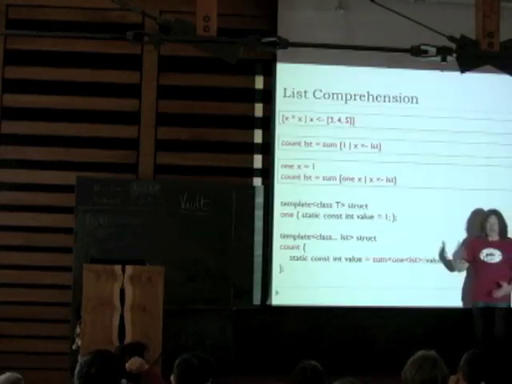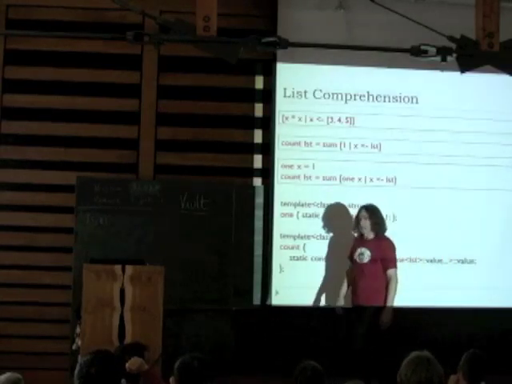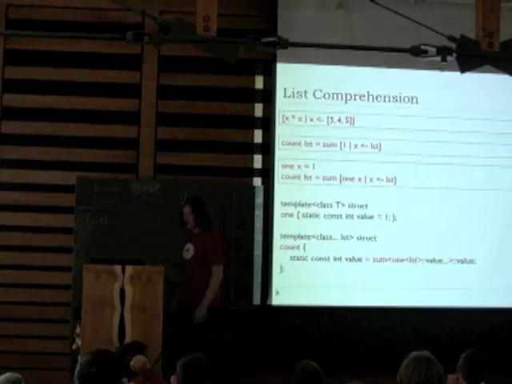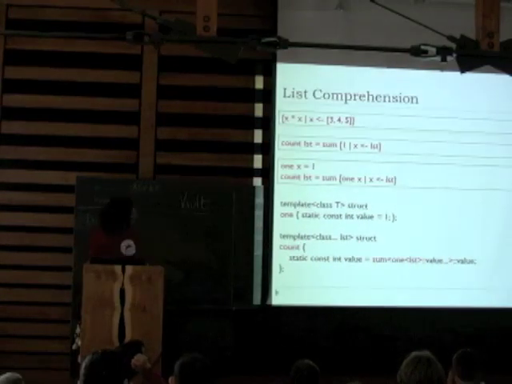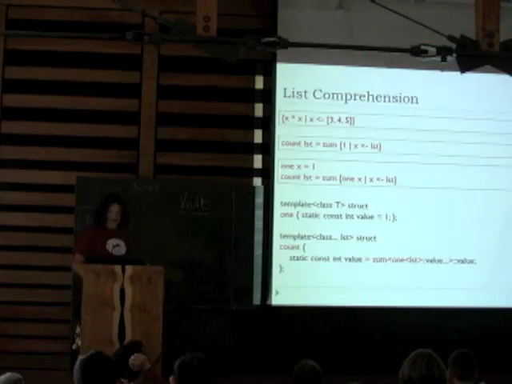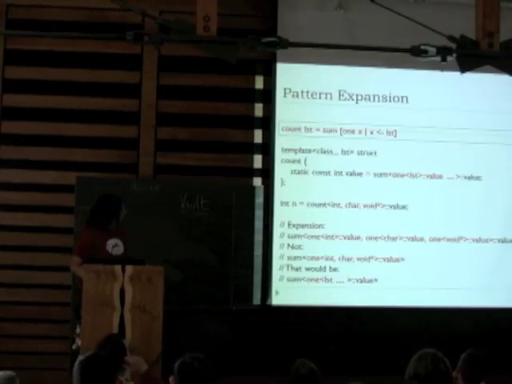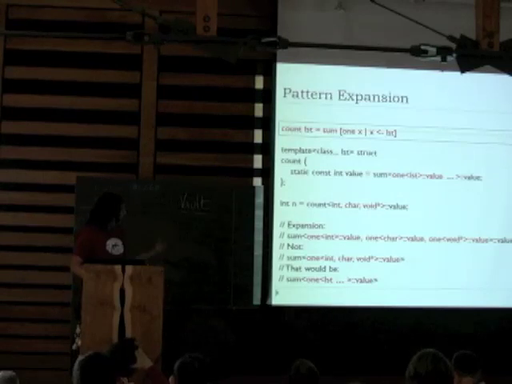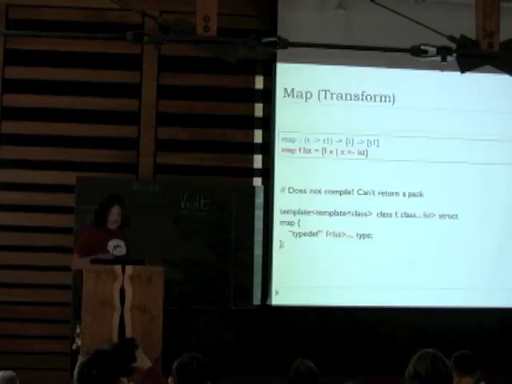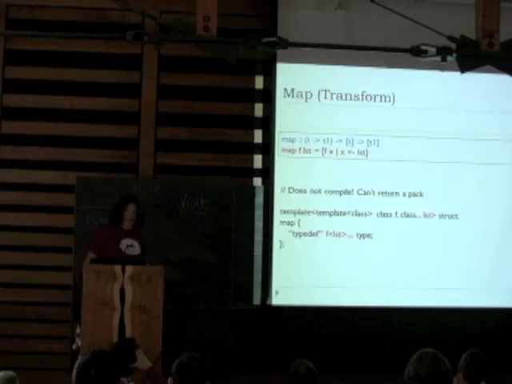Okay? Sum is a meta function that takes a list of integers and just sums them up. So this is a very, very terse meta function, which I am proud of. So here's this pattern expansion explained a little bit more. But actually, I think I already did a good job of explaining it. Say no if I didn't.